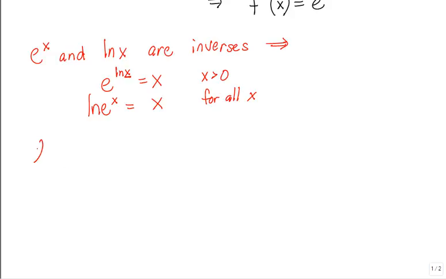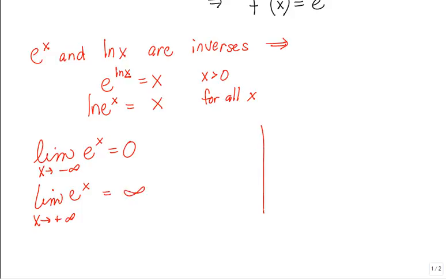So the limit of e to the x as x approaches negative infinity is 0, and the limit of e to the x as x approaches positive infinity is infinity. And that comes from the graph. Remember, we know what the graph looks like because it's the inverse of ln x. It's reflected across the y equals x line. So this is the graph of y equals x. And as x goes to negative infinity, this is going to 0.